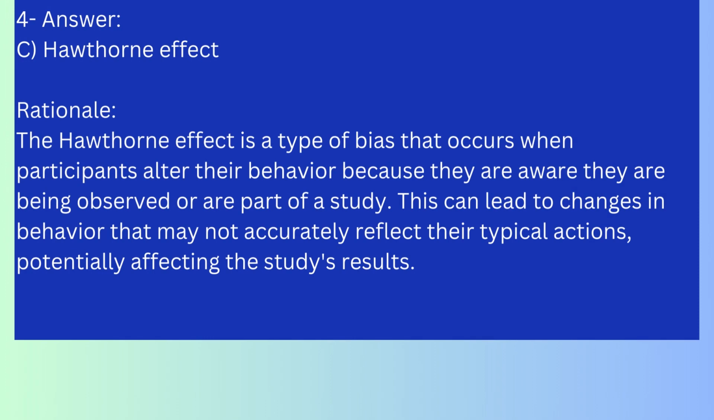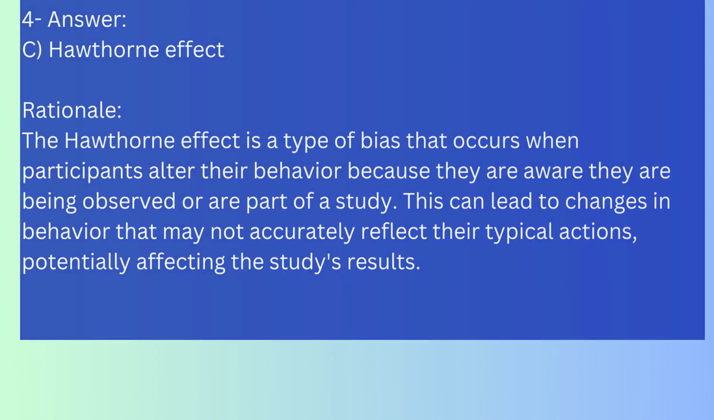The Hawthorne effect is a type of bias that occurs when participants alter their behavior because they are aware they are being observed or are part of a study. This can lead to changes in behavior that may not accurately reflect their typical actions, potentially affecting the study's results.